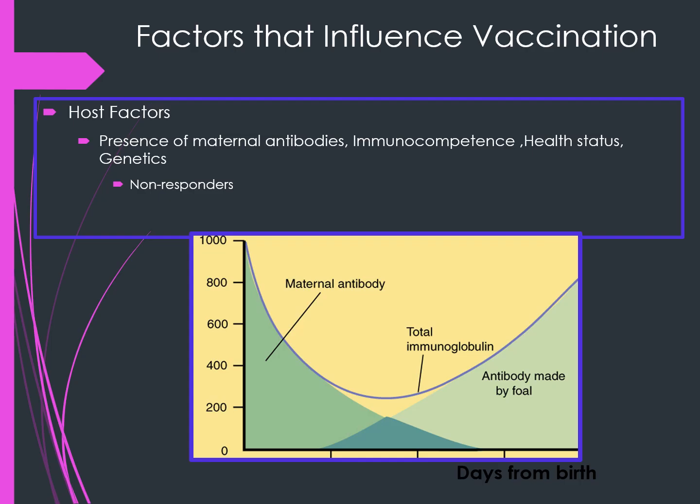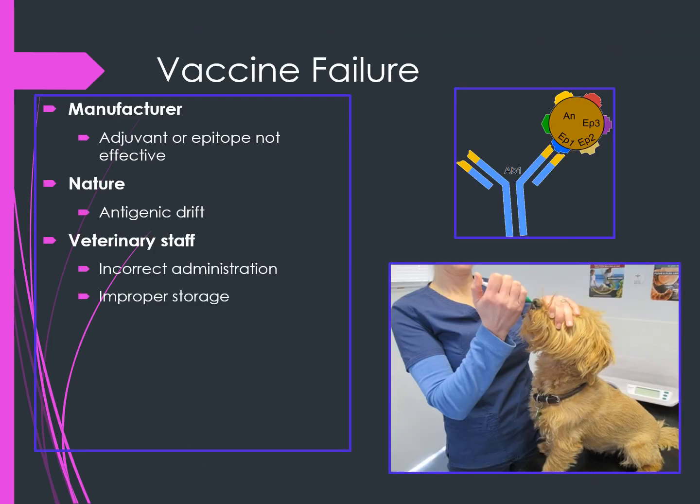Other factors that can affect vaccine efficacy are a compromised immune system, poor health, and certain genetics. Also, there are always going to be non-responders. So there's always an exception to the rule in life and in medicine, and sometimes it's just not going to work for a certain type of patient.